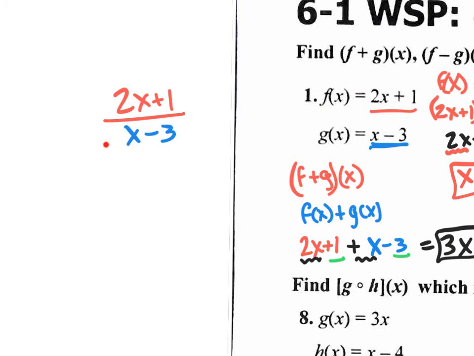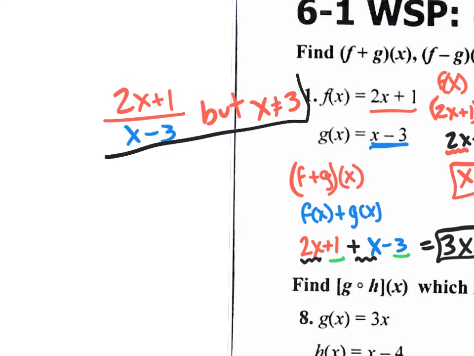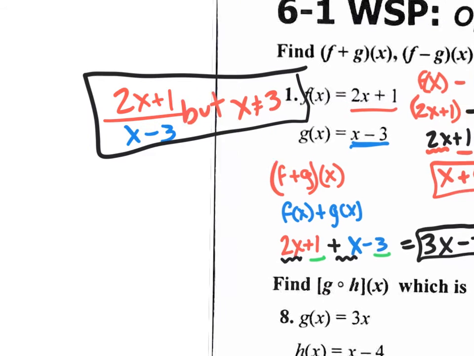Now, this is the answer, but you have to put this. But x cannot be what? X cannot be 3. Why not? Because if x is 3, 3 take away 3 is 0, which would make the whole thing be undefined, so that would mess it up. So your actual answer for the division problem is that fraction, but you have to also state that x cannot be 3. If you check the answers, I post the answers in the back of the worksheet, you should have all those 4 different answers, okay?